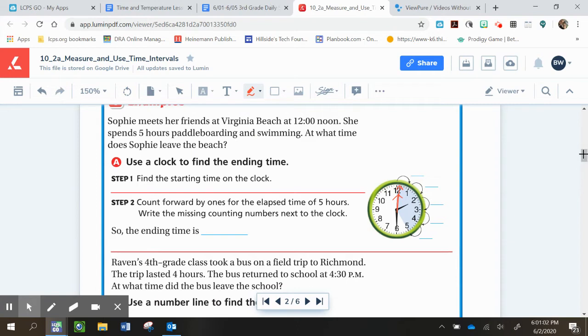So we're going to hop from 12 down to 5. There we go. Okay. So we have 1 hour, 2, 3, 4, 5 hours. And so with 5 hours, we can find the ending time. That means our minute hand stays and our hour hand would come down to the 5 o'clock mark. So we're counting forwards by 1 for the 5 hours. And so the ending time is 5 o'clock.